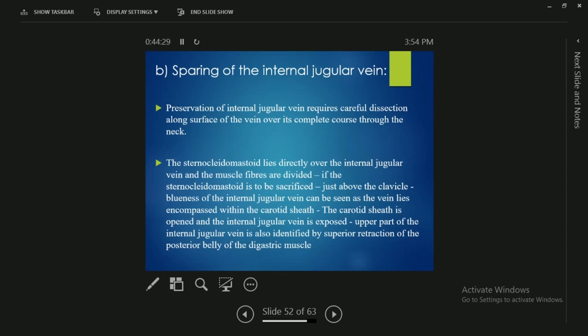If the sternocleidomastoid is to be sacrificed, it should be sacrificed just above the clavicle, and we can see the blueness of the internal jugular vein as the vein lies encompassed within the carotid sheath. The carotid sheath is opened and the internal jugular vein is exposed. The upper part of the internal jugular vein is also identified by superior retraction of the posterior belly of the digastric muscle.